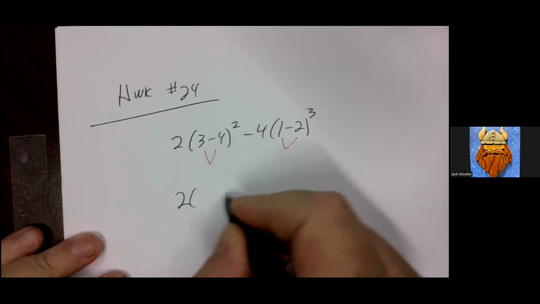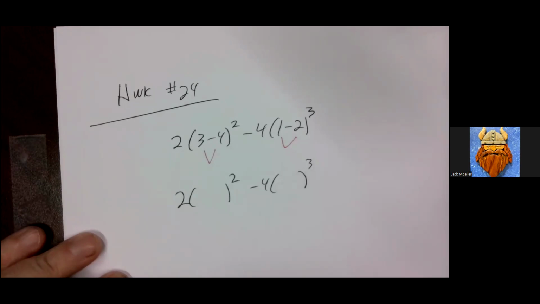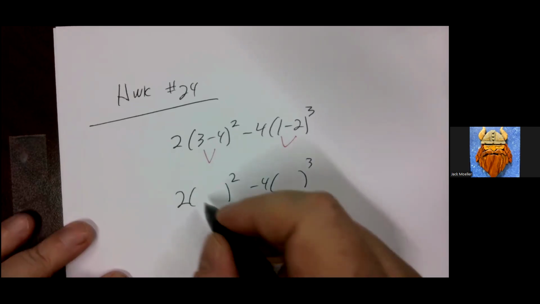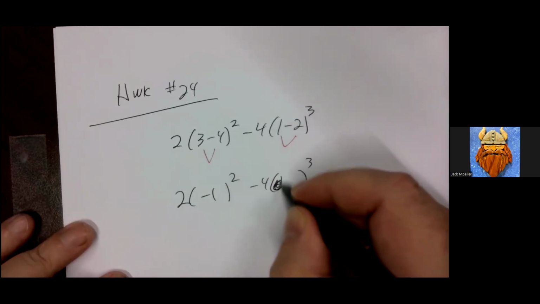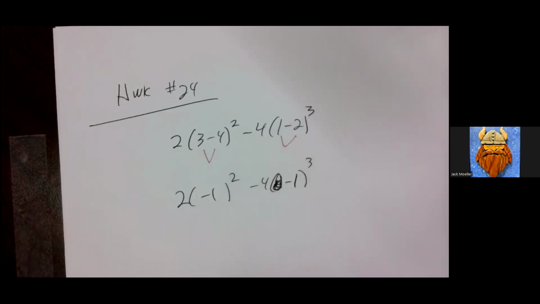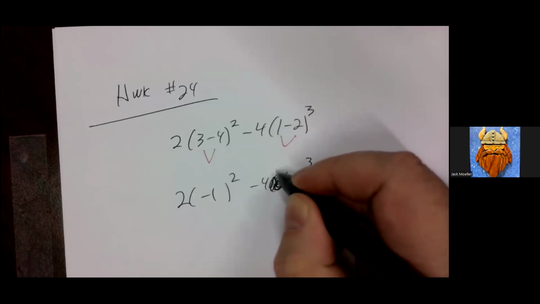So the 2 stays, the squared stays there, the -4 and the cubed are not changing at the moment. 3 minus 4 is -1. 1 minus 2 is also -1. And again, keep those parentheses because we have negative signs that we're dealing with, and we haven't done the multiplication.